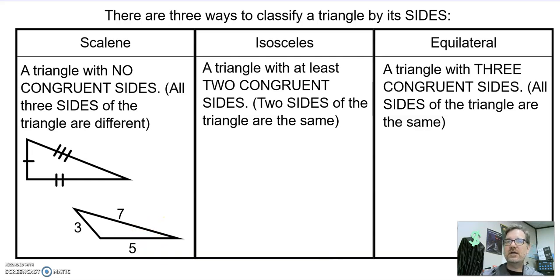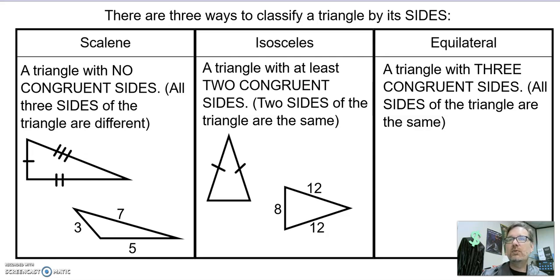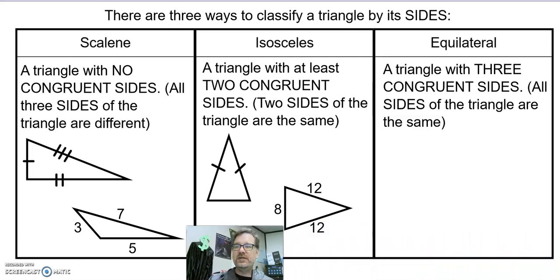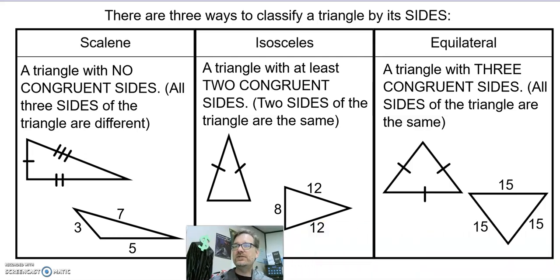A triangle can be isosceles. The definition for isosceles says at least 2 congruent sides, but what we're going to say in this class is 2 sides are congruent. 2 sides will be the same. Again, I can show it with congruent ticks or with numbers. Triangles can be equilateral. Equilateral means all 3 sides are the same. So again, I show it with congruent ticks or with numbers.